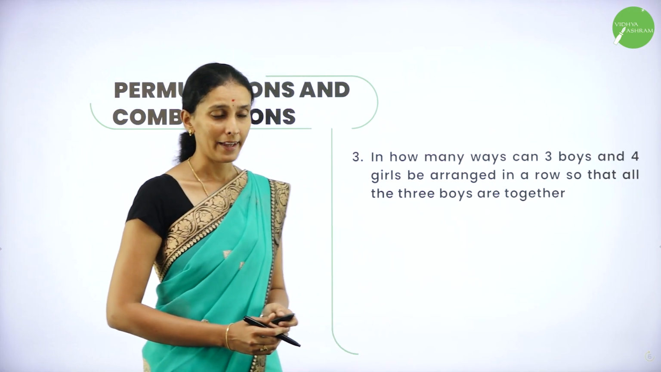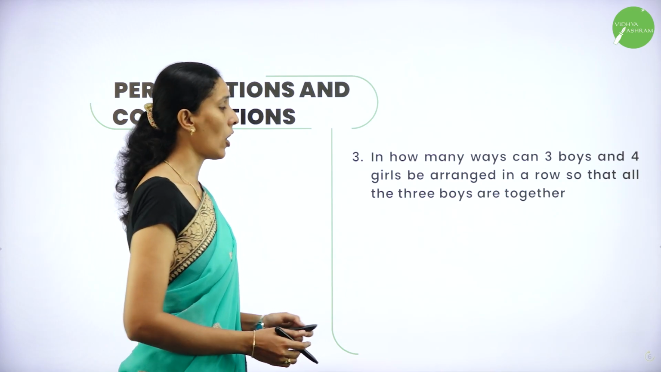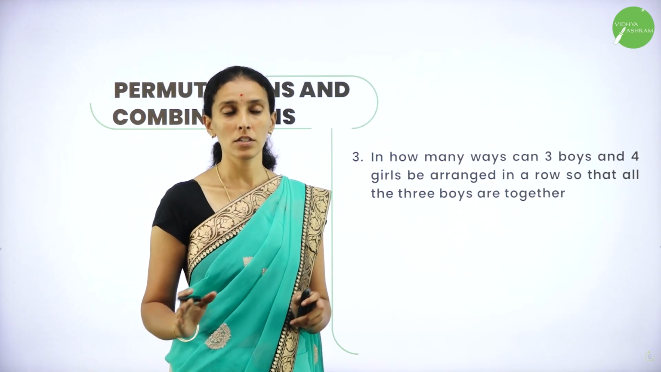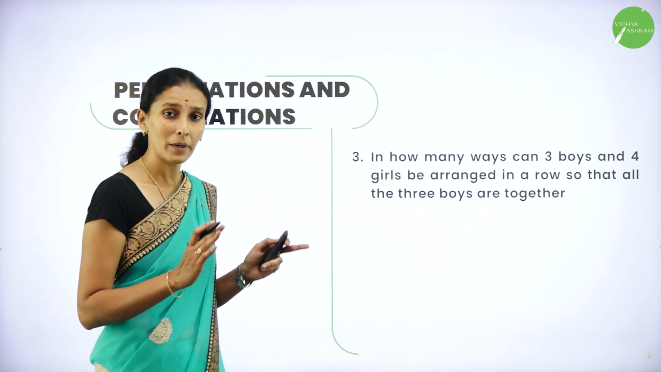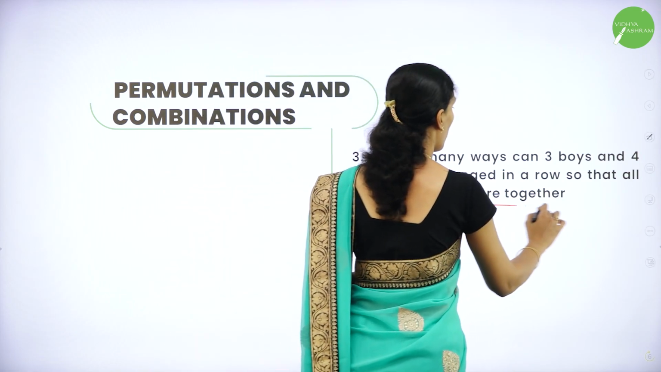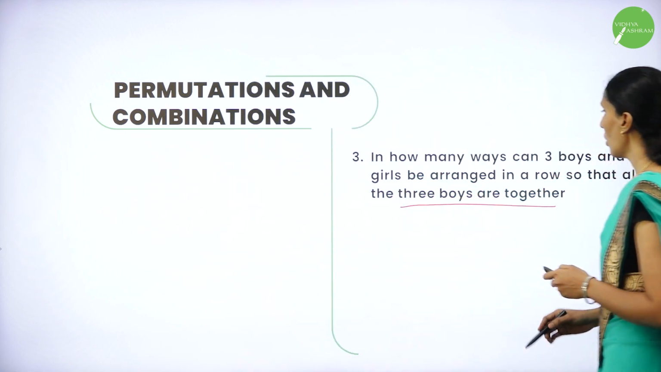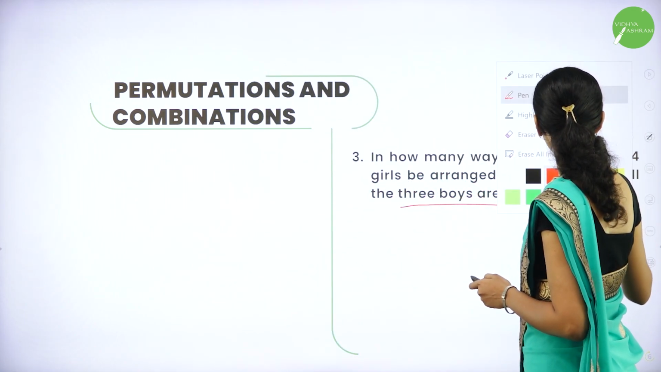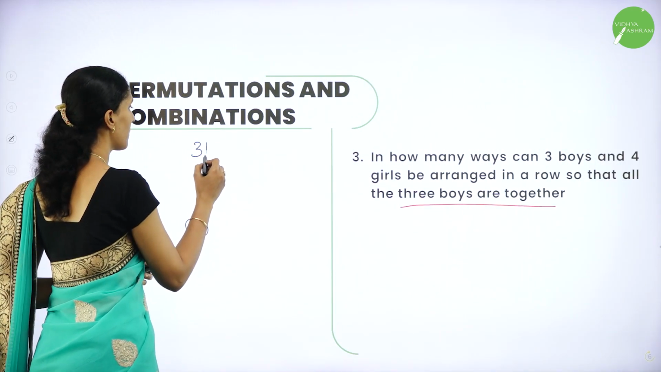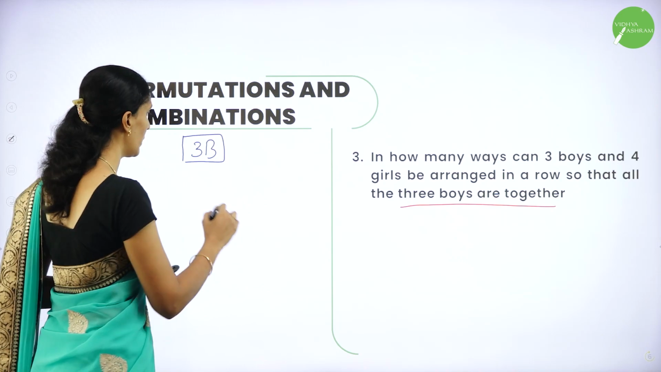So the next problem is, in how many ways can 3 boys and 4 girls be arranged in a row so that all the 3 boys are always together? Here we have 3 boys and 4 girls who have to be arranged. How many places will we have? We will have 7 places. But the condition is that the 3 boys are always together. So what shall I do here now? Look here, I'll write the 3 boys as 1 unit.